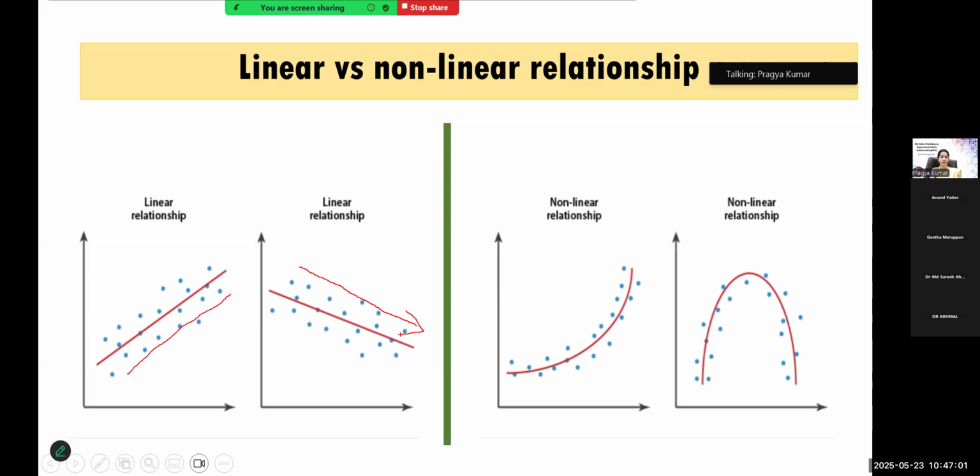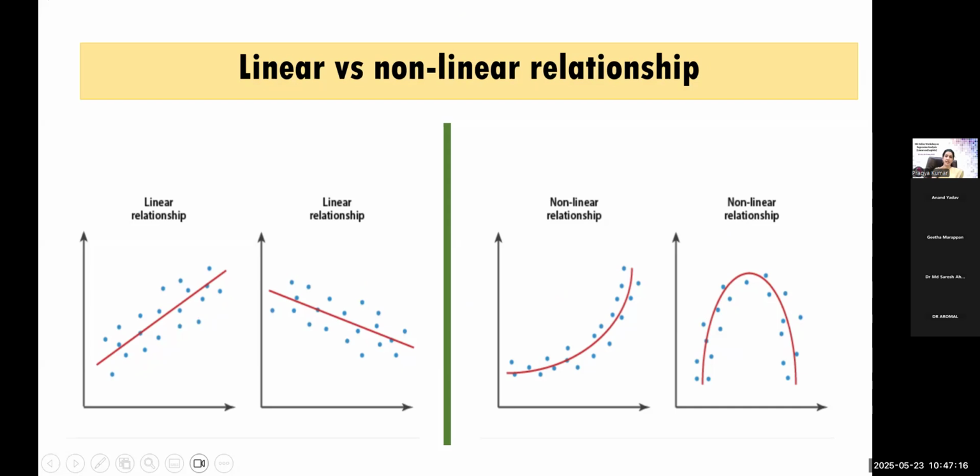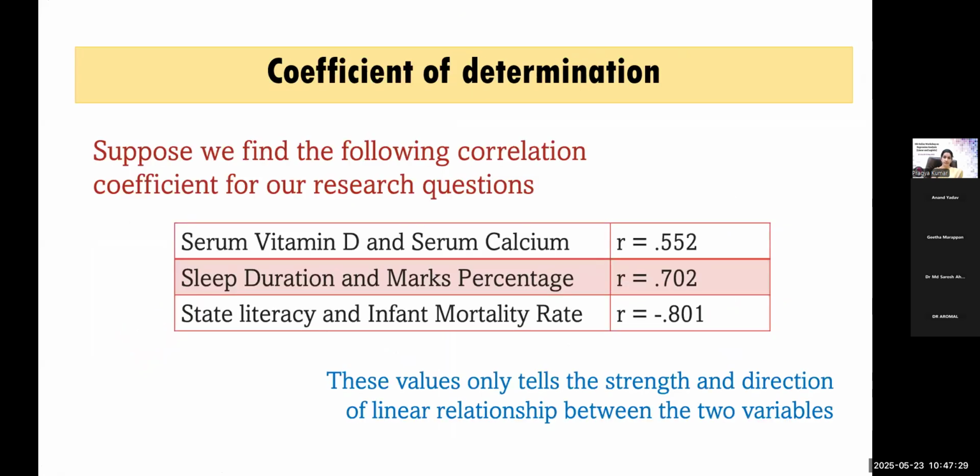So this is linear, but in the other direction. But if it is something like a parabola, or if the direction is like this, or if it is in the form of an S, then these are not linear relationships. In that case, you cannot go for a linear regression, because linear regression is only for a linear relationship between the two variables. Otherwise, you have to go for some other type of regression.